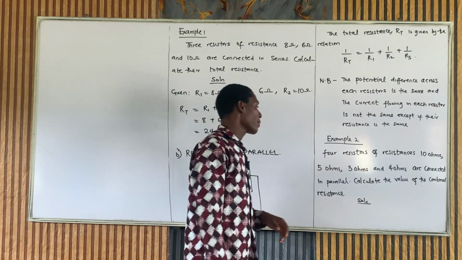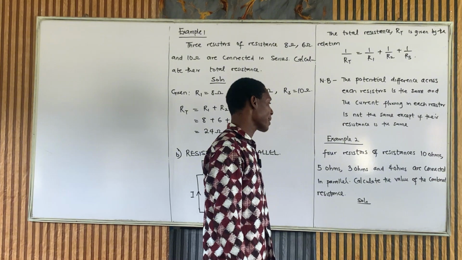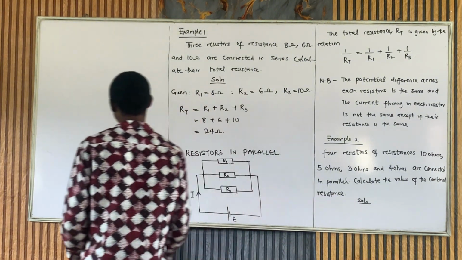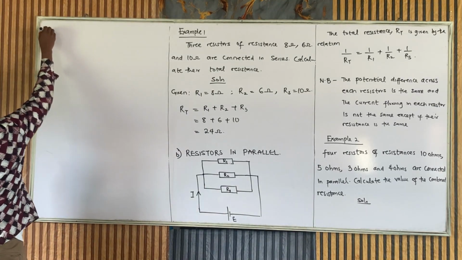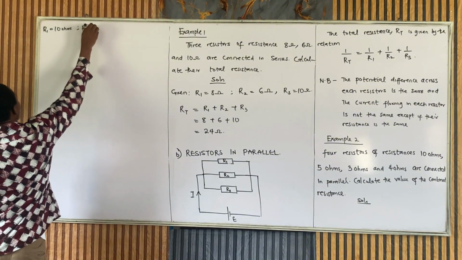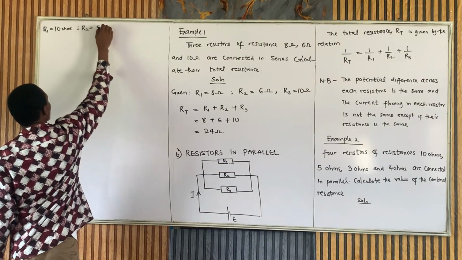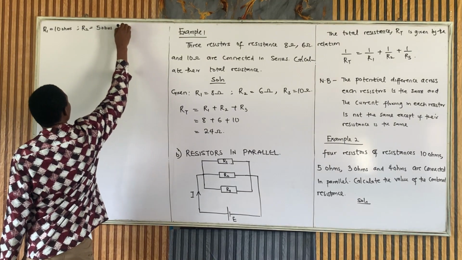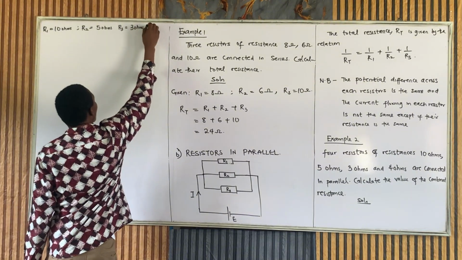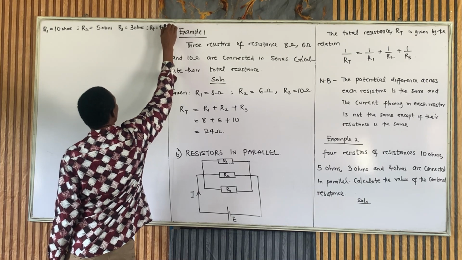So let's take this question now. 4 resistors of resistance 10 ohms, 5 ohms, 3 ohms, and 4 ohms respectively are connected in parallel. Calculate the value of the combined resistance. So we have 4 resistors here. We have R1, which is 10 ohms, R2, which is 5 ohms, R3, which is 3 ohms, and R4, which is 4 ohms.